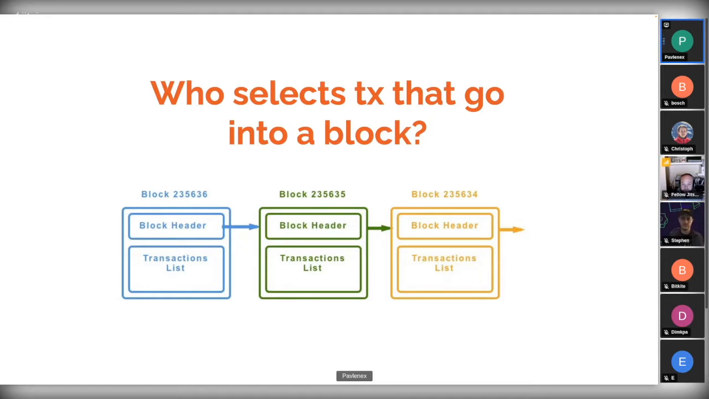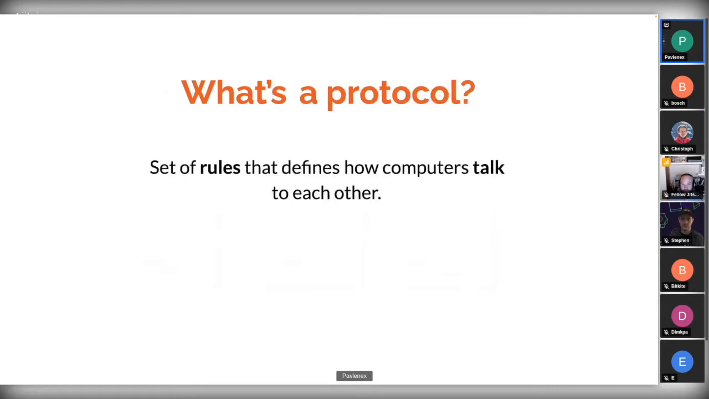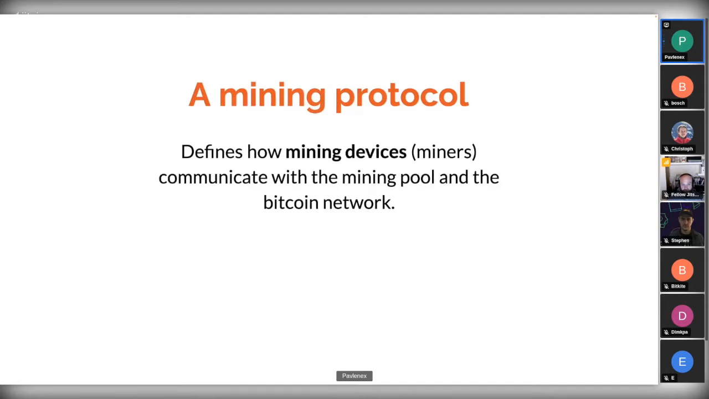So very briefly, what is Stratum version 2? Well, it's very simply a mining protocol. So what is a mining protocol, and what is a protocol to begin with? A protocol is basically a set of rules which define how things or computers talk to each other. A mining protocol obviously defines how mining devices or miners communicate with the mining pools, but also with the Bitcoin network.